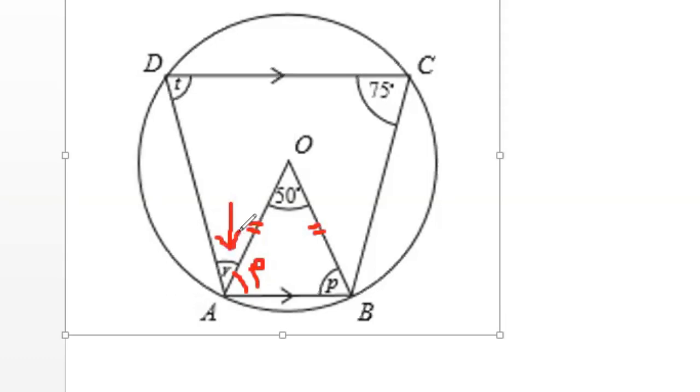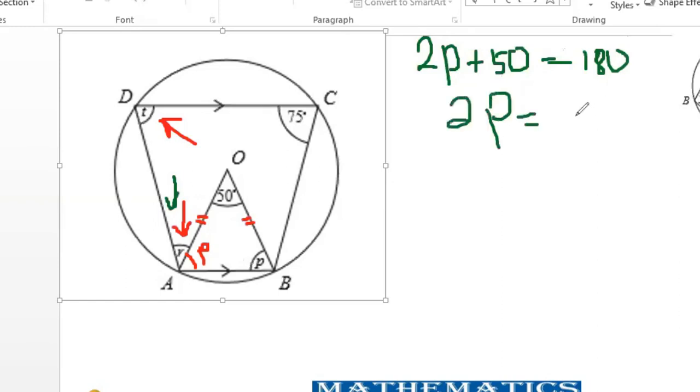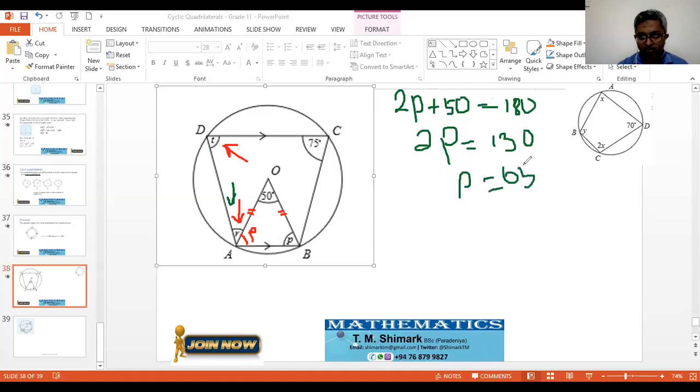If you find Y, you can find this one, right? Can you find them? That's going to be 2p plus 50 equals 180, right? That will work out as 130. So 2p is going to be 130, so p is going to be 65. Any problem in finding p as 65? Right, p we found is 65. Now we know that P and this Y, right?